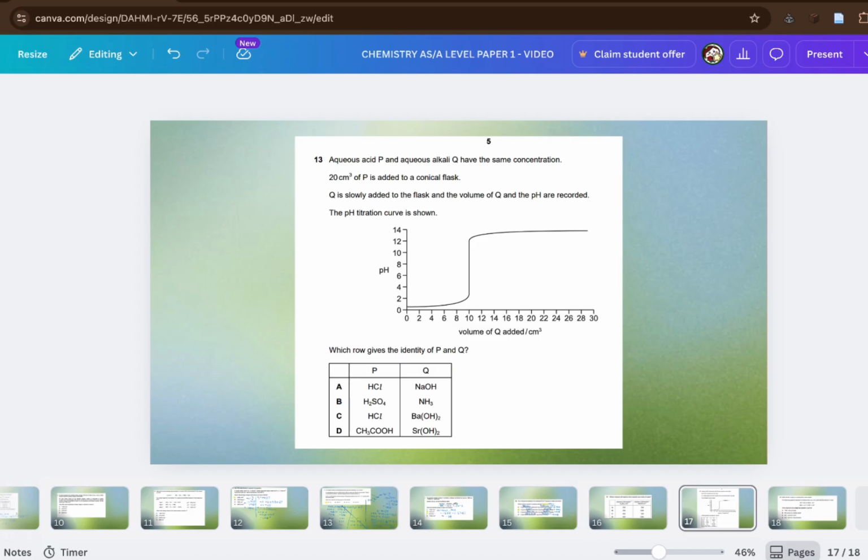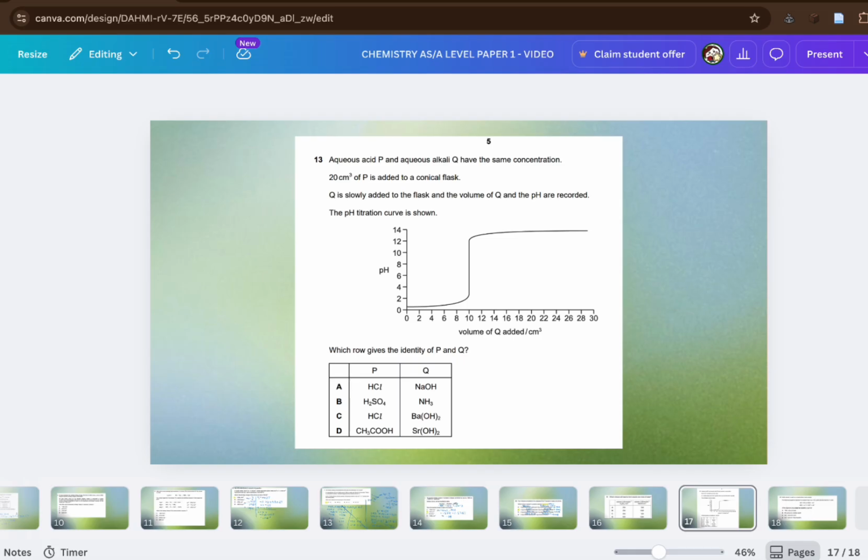Aqueous acid P and aqueous alkali Q have the same concentration. 20 cubic centimeters of P is added to a conical flask. Q is slowly added to the flask, and the volume of Q and the pH are recorded. Alrighty. So which gives the identity of P and Q. We are also given the pH curve here of the result. We are here to find the identity of P and Q. Let's start with discussing each of the options.